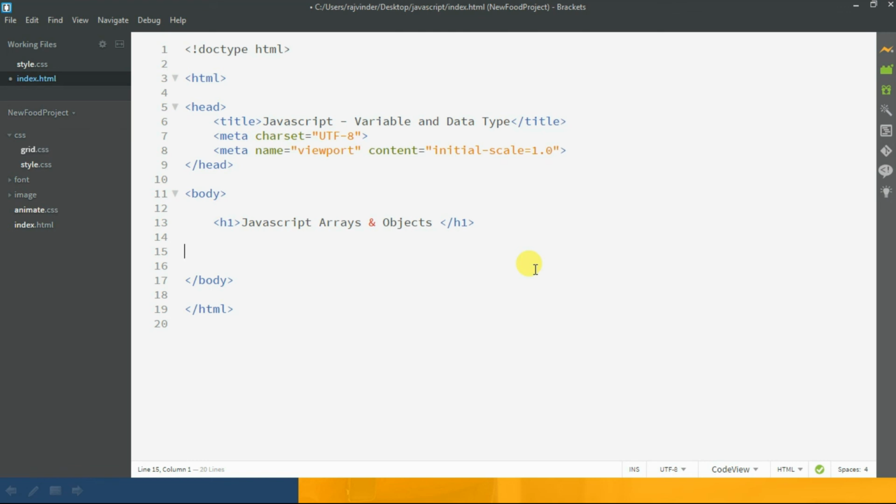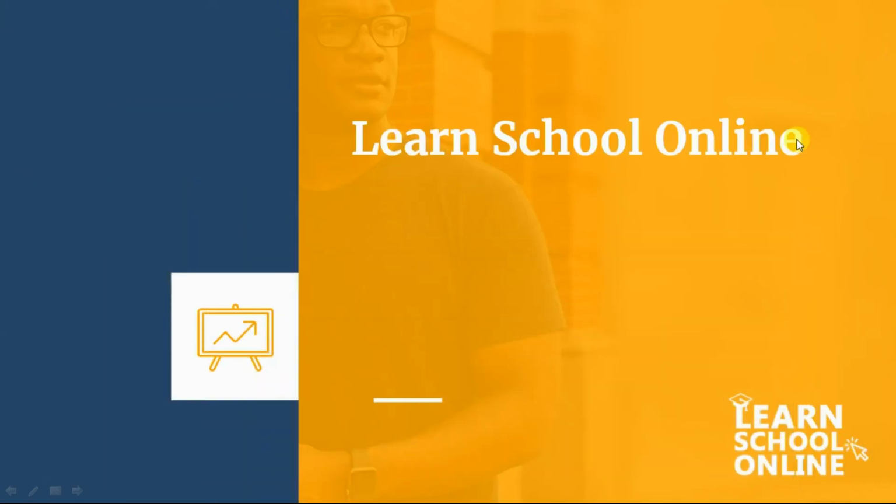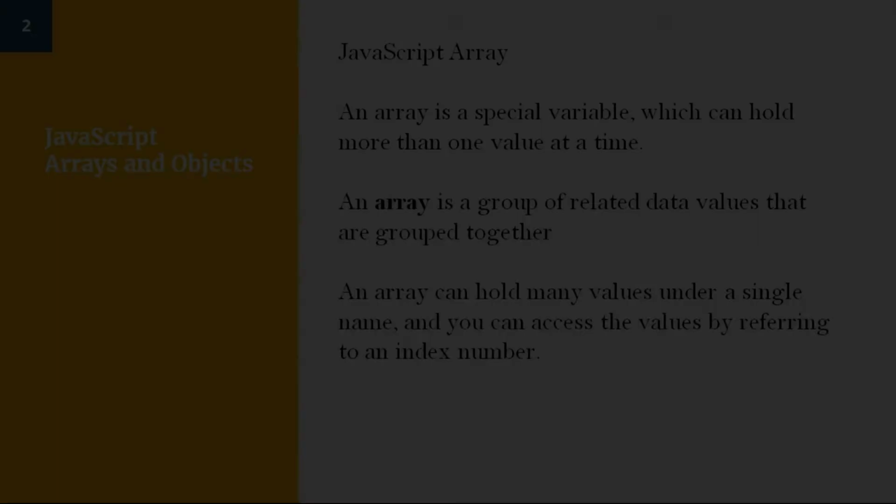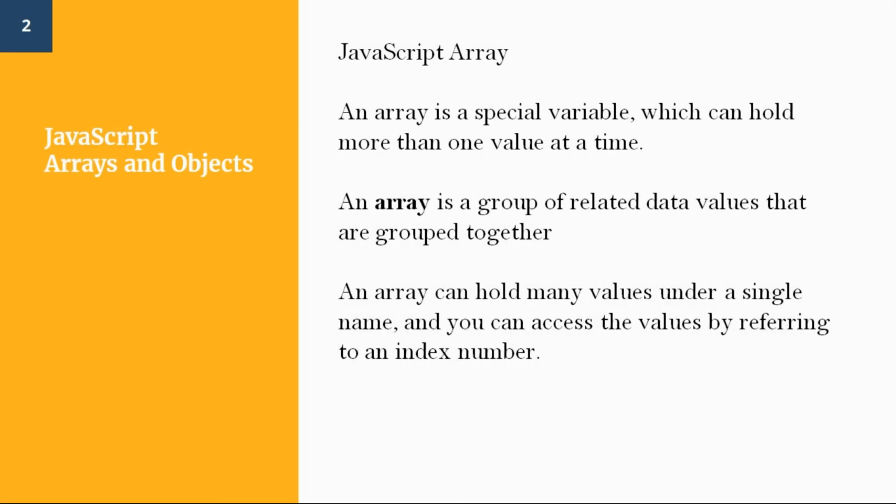So first, before starting the array, I show you the definition of array. JavaScript array: an array is a special variable which can hold more than one value at a time. An array is a group of related data values that are grouped together. An array can hold many values under a single name, and you can access the values by referring to an index number. Let's start the array with our code.